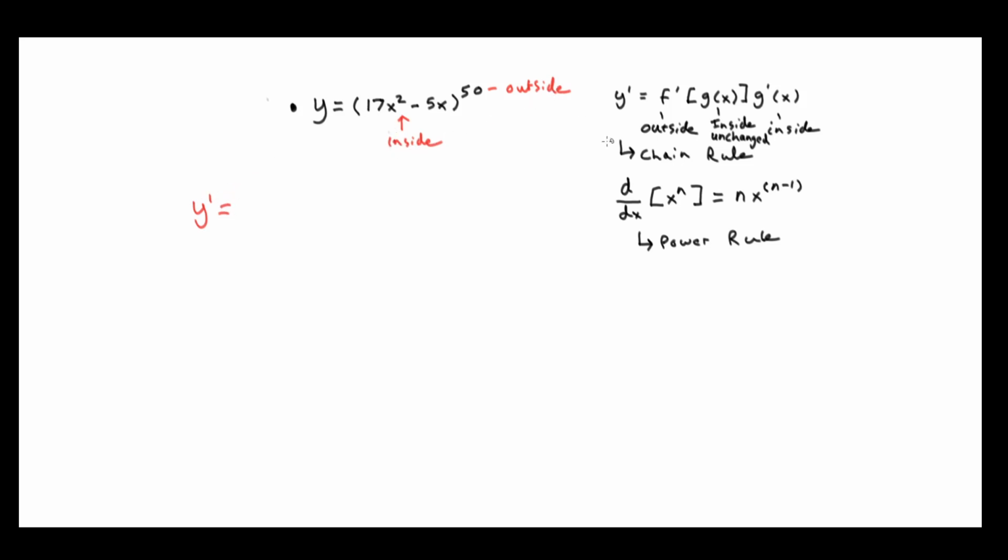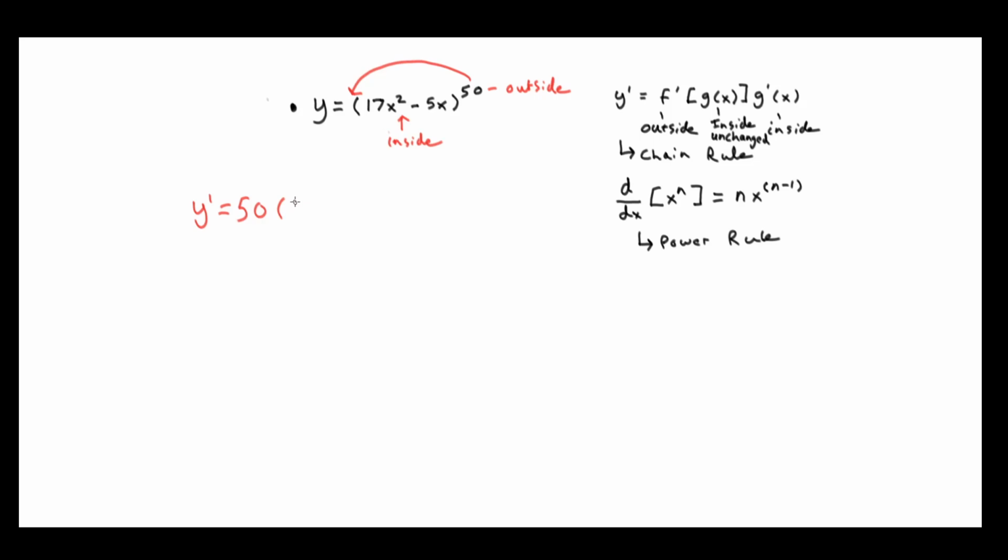So we just need to find the derivative of our outside value, and we do that by using our power rule. And since we have this exponent of 50, we can assume that that's going to be our n value. So to use the power rule, we're going to bring our n value to the front, and then subtract this by 1, but like our chain rule formula says here, we leave our inside function unchanged. So we'll bring our 50 over here.